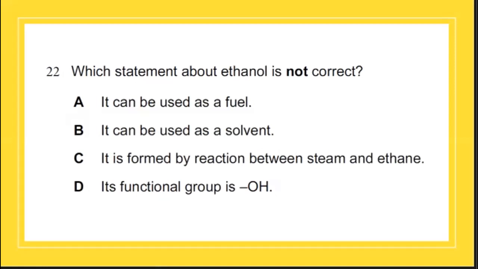22. Which statement about ethanol is not correct? It can be used as a fuel. Yes, ethanol can be used as a fuel. It can be used as a solvent. Yes, if something cannot dissolve in water, you could use ethanol, which is an organic solvent, and dissolve things in it. It is formed by a reaction between steam and ethane. No, it's not between steam and ethane, it's between steam and ethene. Its functional group is OH. That is correct. Its functional group is indeed OH. So the answer is C as in cat. That is the one that is not correct.